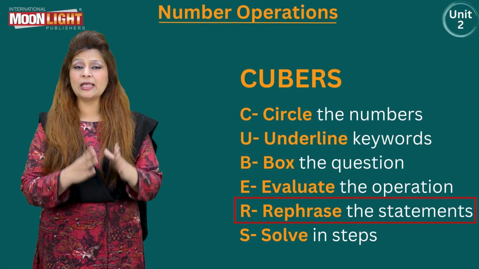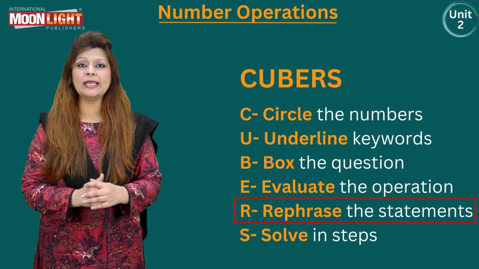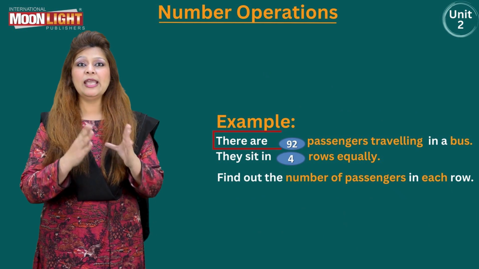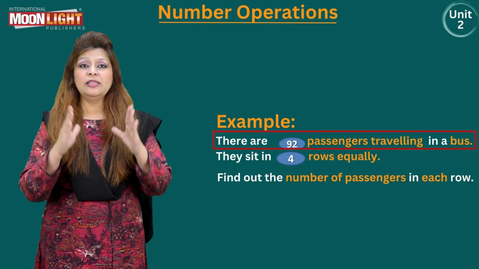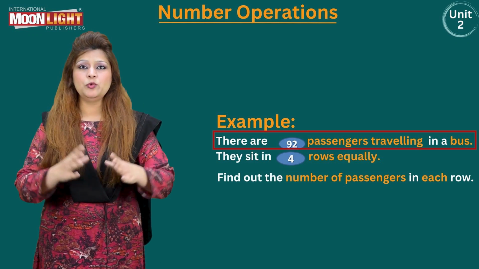R is rephrase the statements. Now I'm going to rephrase the statements for you, and for that I need to check the first sentence of this word problem. There are 92 passengers traveling in a bus. Well, there are 92 passengers means that I can rephrase the situation.